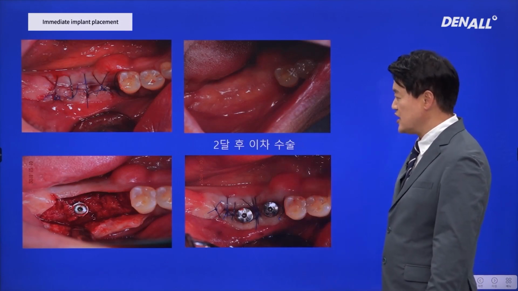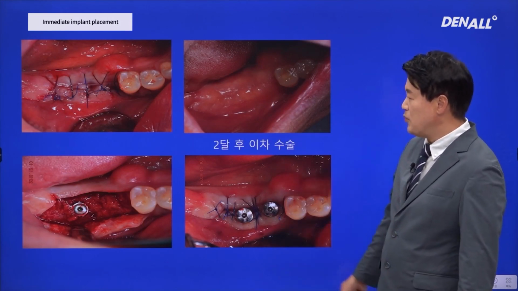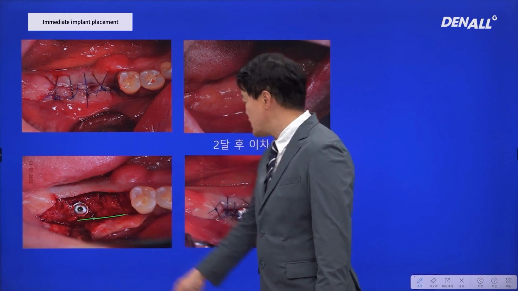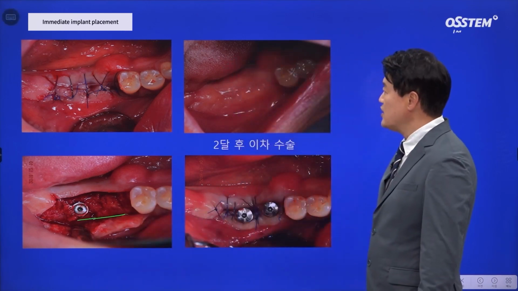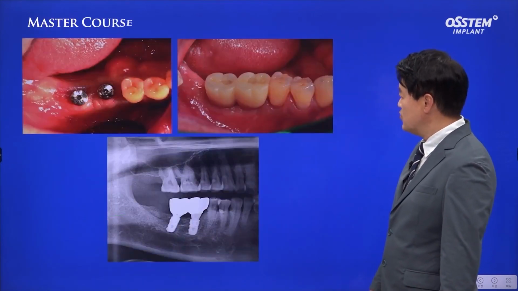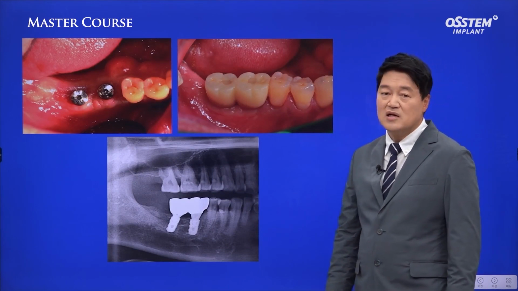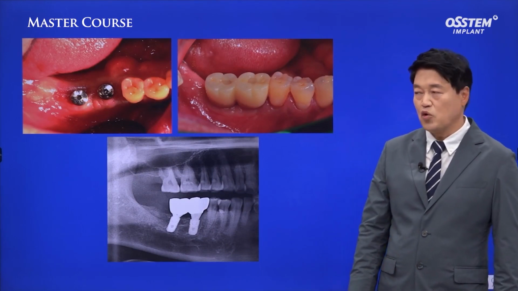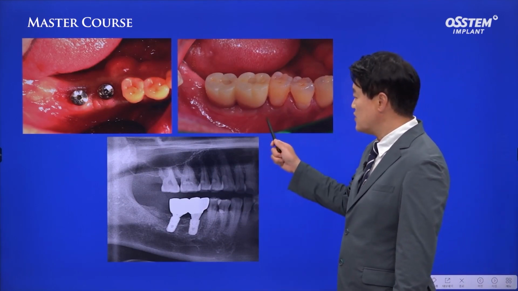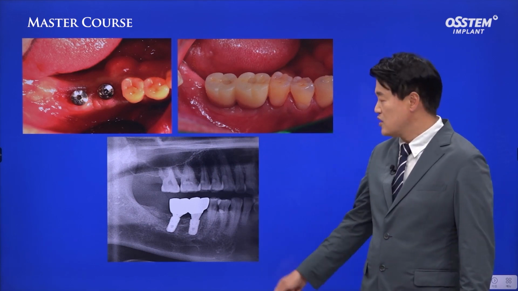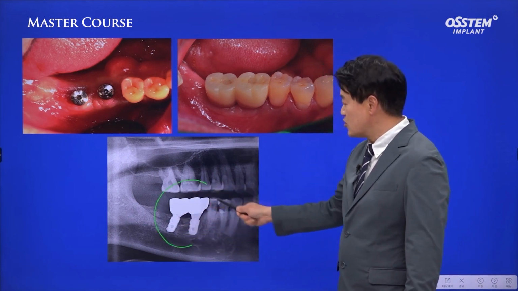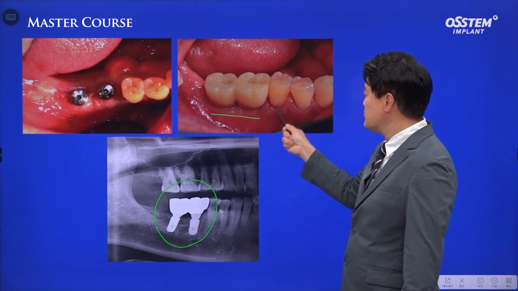2-stage surgery was done and secondary surgery was done 2 months later. You can see bone healing here. After secondary surgery, final prosthesis was delivered. If you use appropriate GBR, you can get stable results in early placement cases as well.